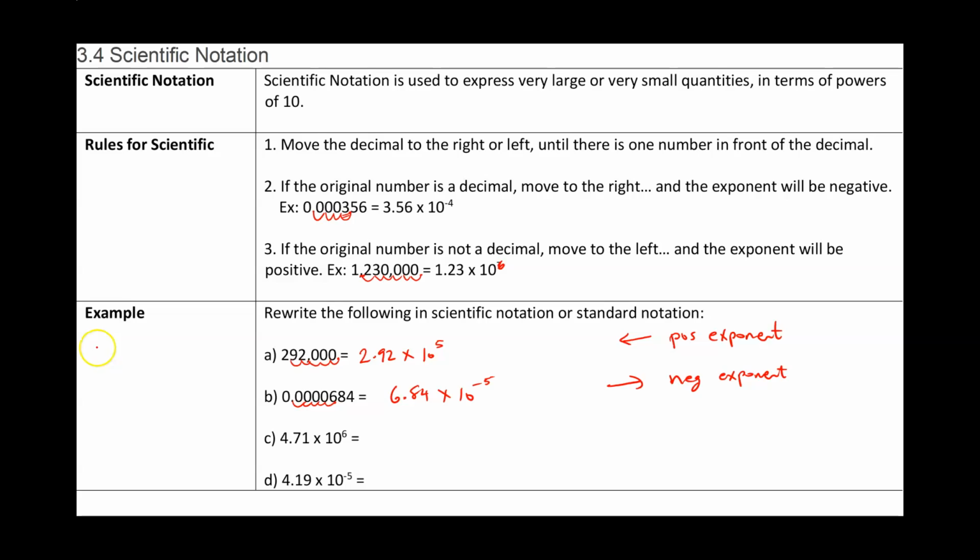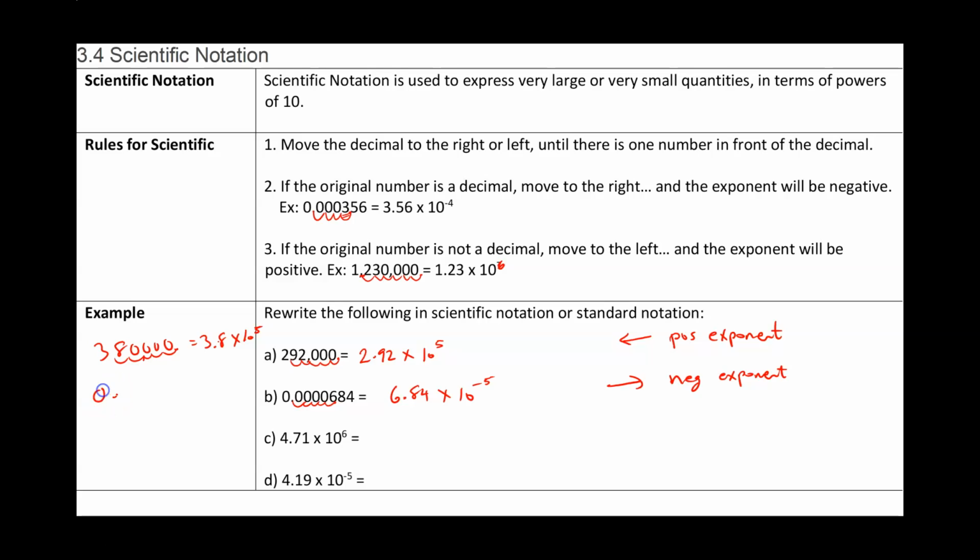Here's another example. Let's say we have 380,000. The decimal is at the end. We move it 1, 2, 3, 4, 5 spaces to the left. Anytime we go to the left, we have a positive exponent, so it'll be 3.8 times 10 to the 5th.